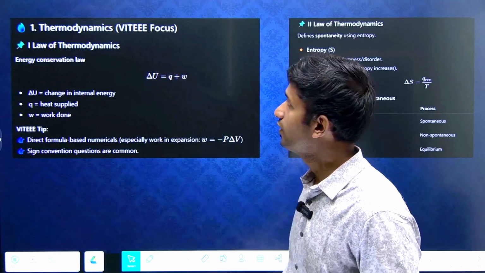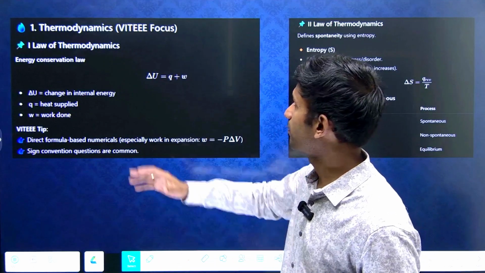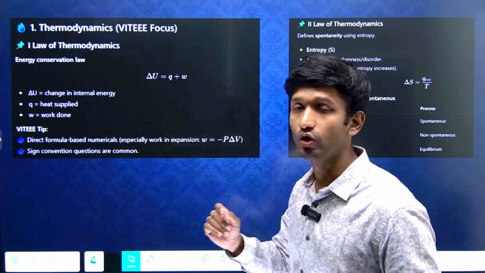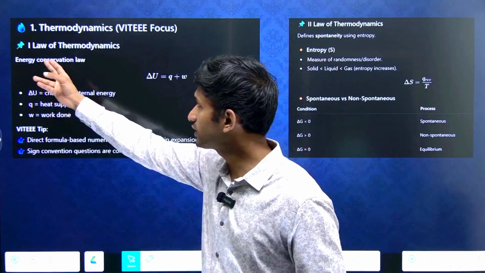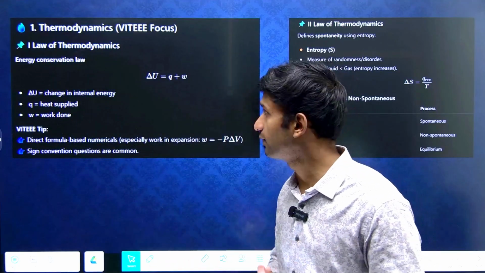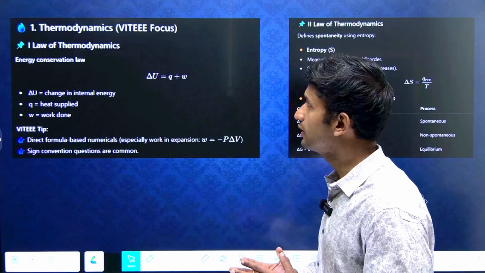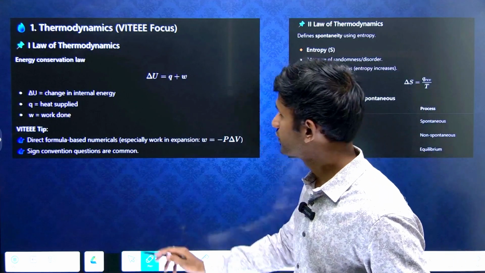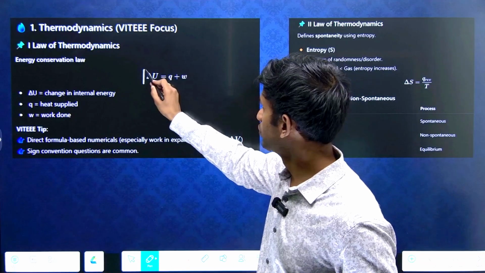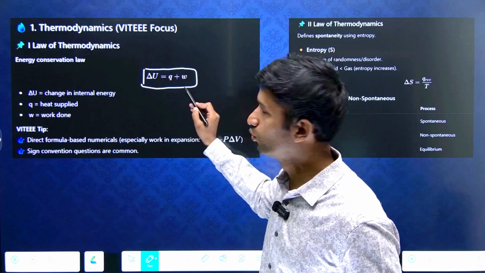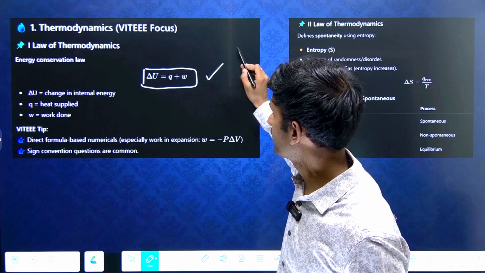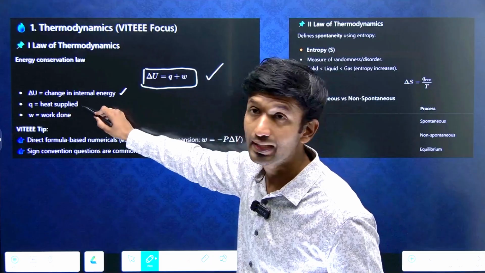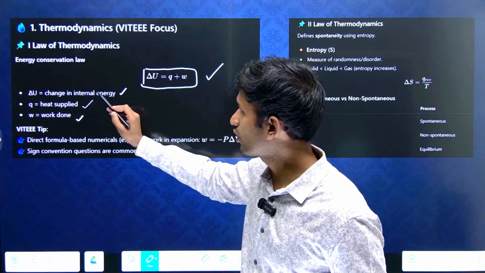Now let's start with our thermodynamics, which is our part 1. This topic is important from your VITEEE perspective. First is the first law of thermodynamics, the energy conservation law, which is provided as delta U equals Q plus W. Here delta U is the change in internal energy, whereas Q represents heat supplied and W is the work done.